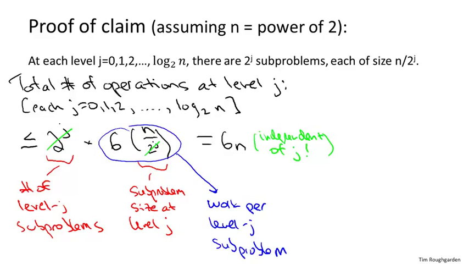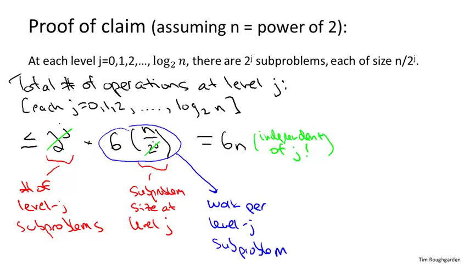Morally, the reason this is happening is because of a perfect equilibrium between 2 competing forces. First of all, the number of subproblems is doubling with each level of the recursion tree, but secondly, the amount of work that we do per subproblem is halving with each level of the recursion tree. Since those 2 cancel out, we get an upper bound 6n, which is independent of the level j.